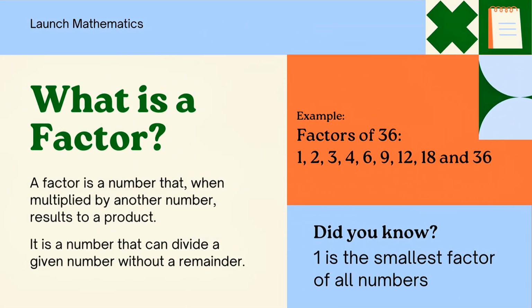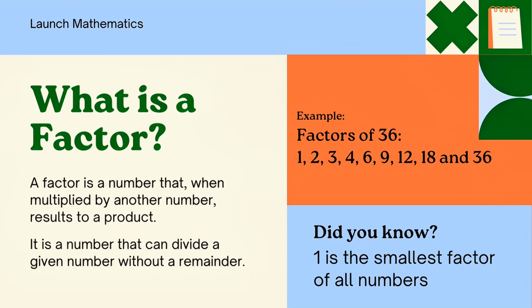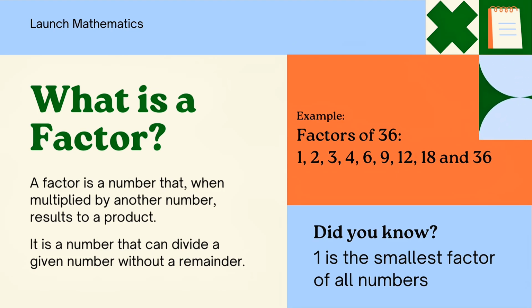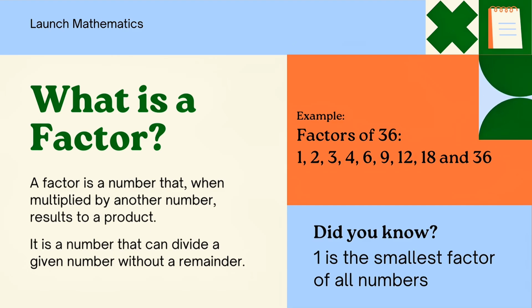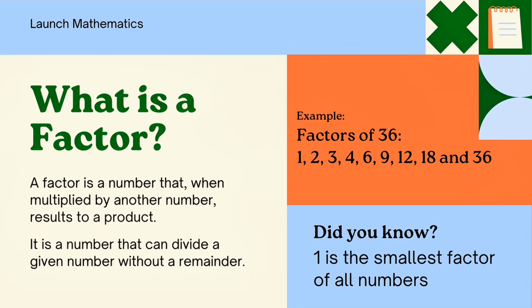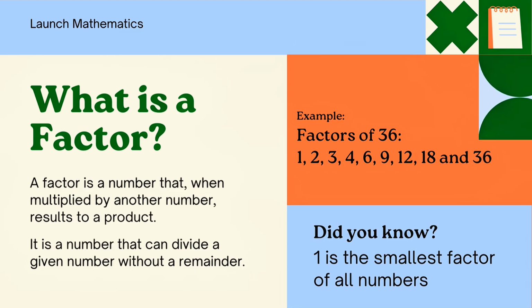Let's define factor with an example. For example, factors of 36 are 1, 2, 3, 4, 6, 9, 12, 18, and 36. These are the numbers that divide 36 exactly, which means it gives remainder 0. Now, what is a factor? A factor is a number that when multiplied by another number results in a product. It is a number that can divide a given number without a remainder, that is 0.